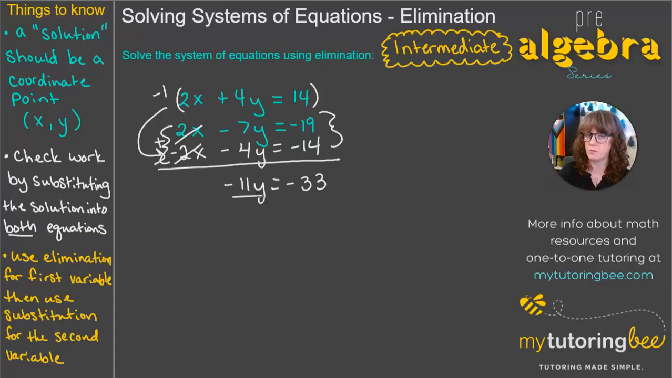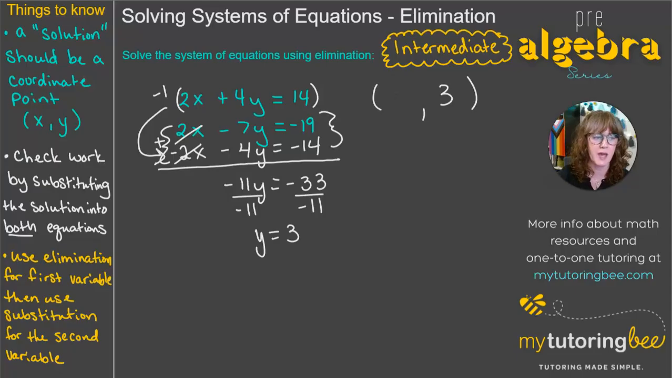In the previous problem, we solved for x first. It does not matter which one you solve for first. Once we know what that y value is, we can substitute it into either equation to find the x pretty easily. All right, negative 11 is what we're going to divide by here. Y equals 3. So again, part of our solution, we have only one part of it right now. We need to find that x portion of our solution.